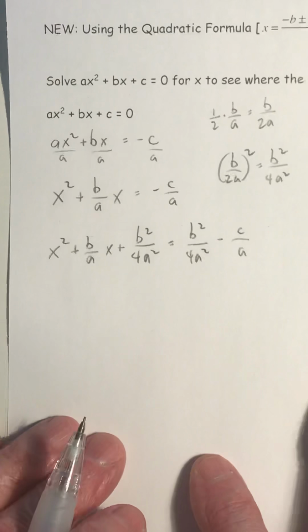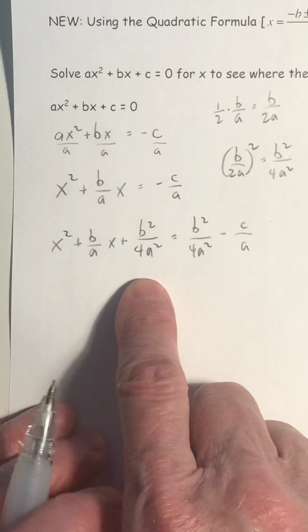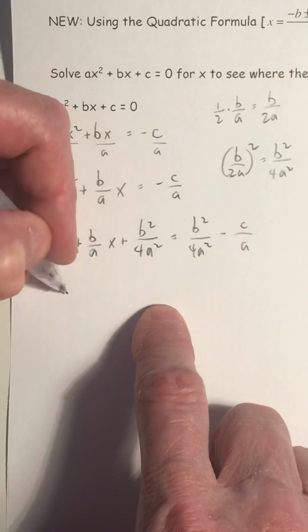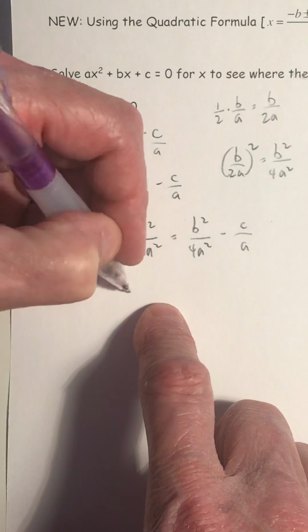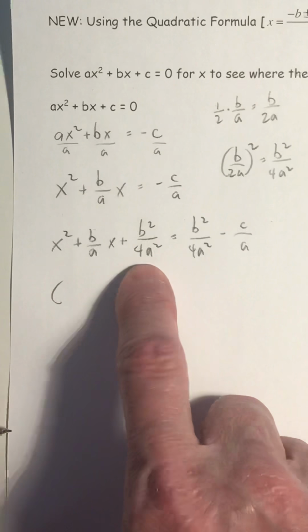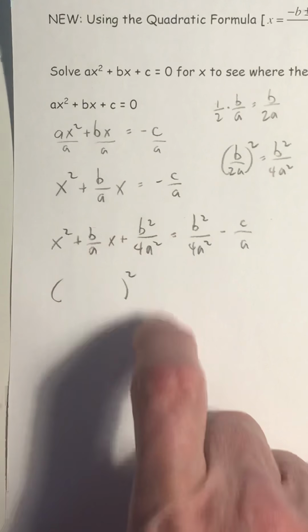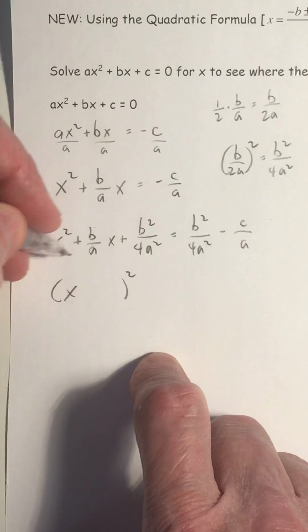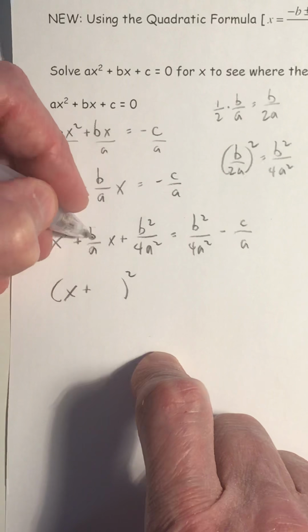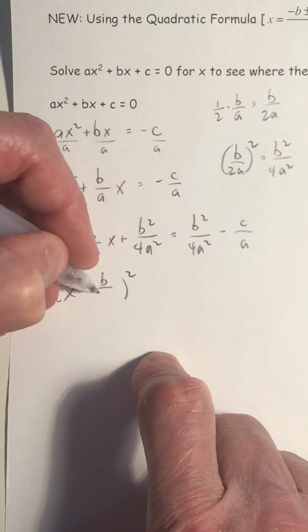Okay. Now, the left-hand side is now a perfect square. It looks like a mess, but it is a perfect square. Just remember how we got this. We took half of that and squared it. So what goes in the parentheses? x plus half of b over a, which is b over 2a.